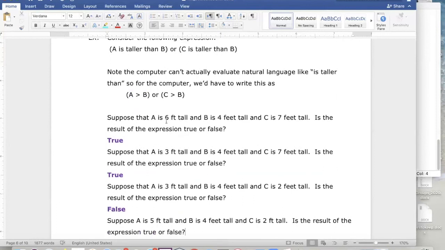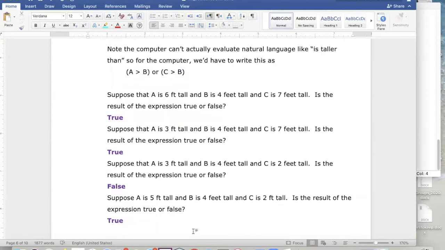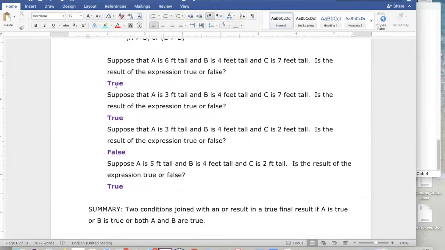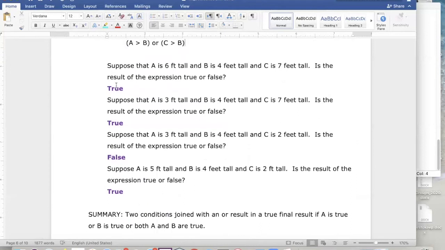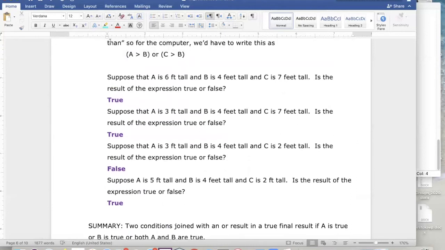And finally, the last scenario we could be in, if 5 is bigger than 4, that's true. Is 2 bigger than 4, that part's false. So the final answer in this last expression will be true because at least one of the two things was true. So in summary, if we have two expressions and they're joined together using an OR clause, the way we saw in our question about heights, if one or both of the sub-expressions is true, the overall expression is true as well.